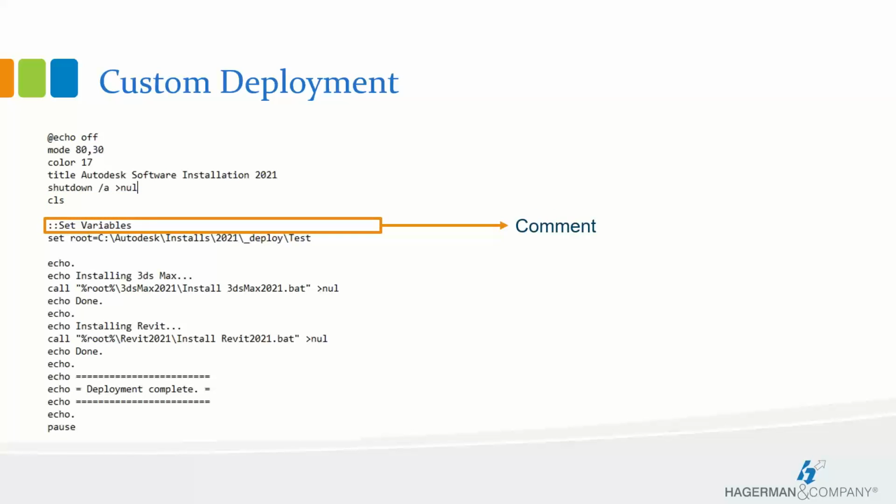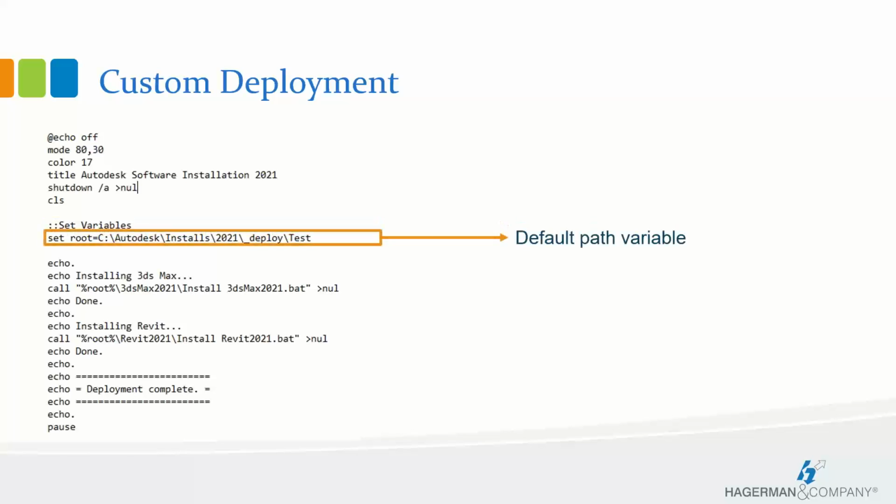Next line here is just a comment line. It's a good idea to do that. If you've done any coding before, comments are very helpful. I've got one variable here, since this is a pretty simple batch file. And so I set a variable to grab the default storage path where you might be storing your deployments. And then you can use that variable later on, repeat it, and if you ever have to change it, then you only have to change it in one place in your batch file.